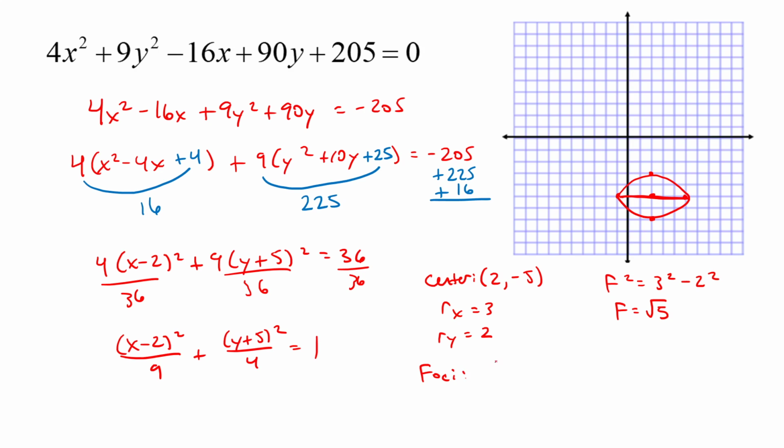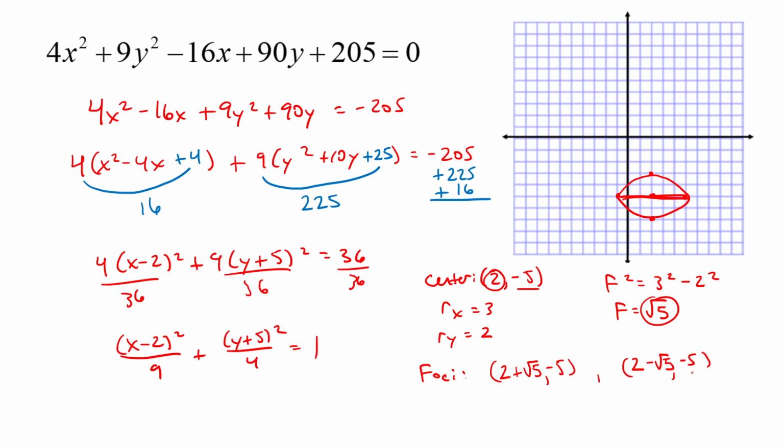So we know the y coordinate's not going to change. Right, so you get one coordinate for free. So the center is at negative 5, so are the foci, because we're moving left and right. And then you just take your x coordinate and then just add your focal radius and subtract your focal radius.